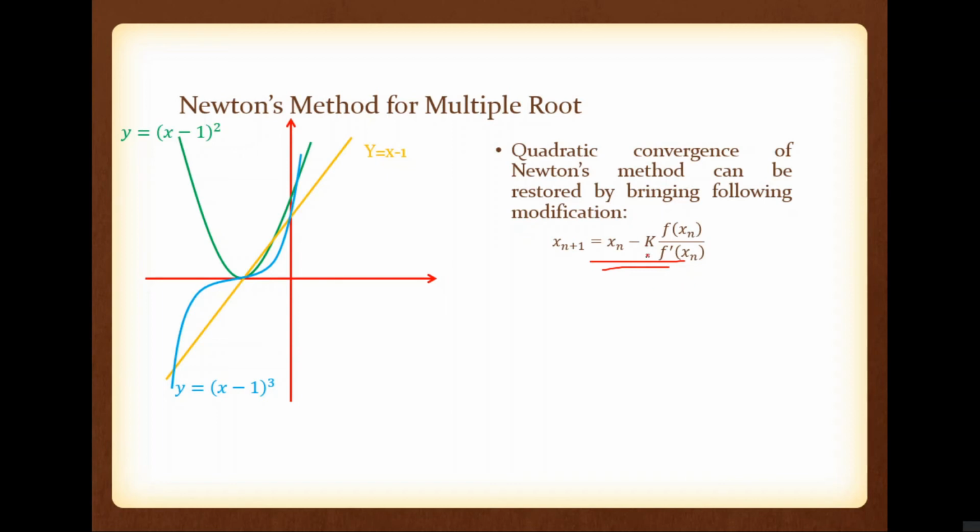So k is equal to 1 if it has a single root, but if it has a multiple root, k must be greater than 1. But again, a problem is that if you have n multiple roots, k must be n. So k is nothing but the multiplicity of that root. If you have a general function, we can't predict the multiplicity of the root.